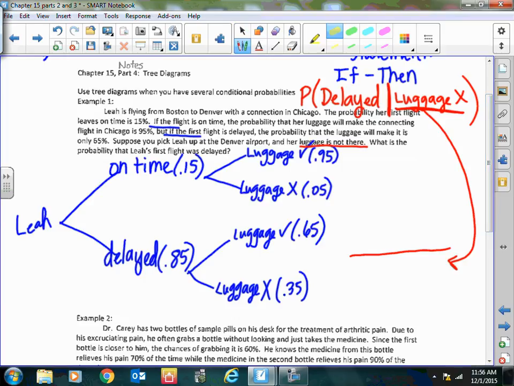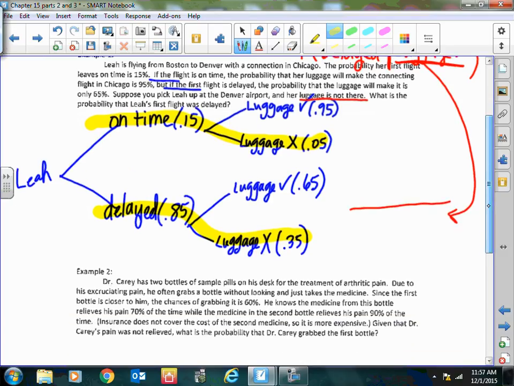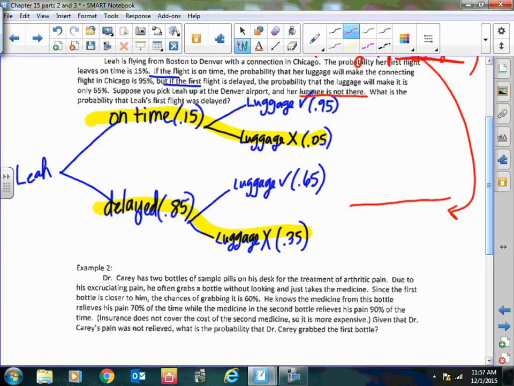Where in my picture does the luggage not arrive? Good. On time and does not arrive, or delayed and does not arrive. Those are the two ways that my luggage does not get there. So how would that look in my denominator? Okay, on time, not there. So this is on time and not there.